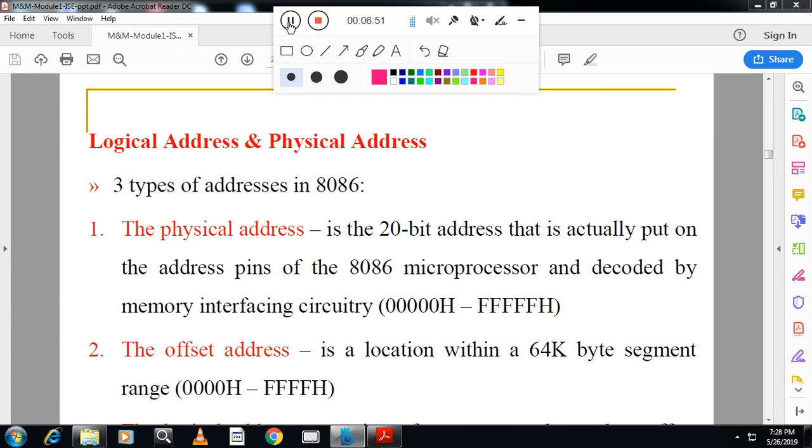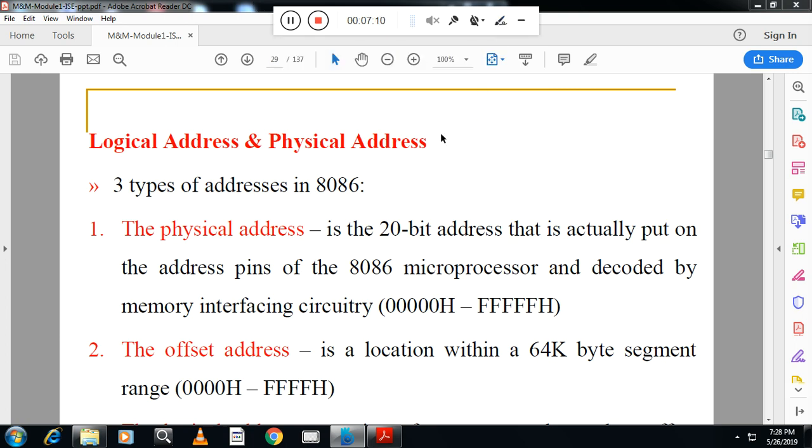So, three types of address. One is called physical address. Physical address is the actual address. It is a 20-bit address that is actually put on the address pins of the 8086 microprocessor and decoded by the memory interfacing circuit.